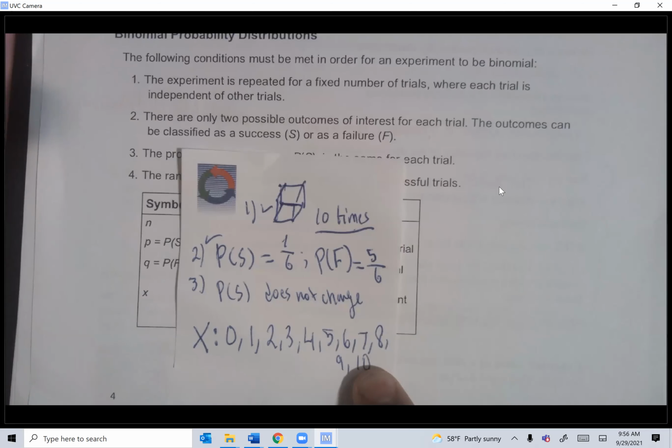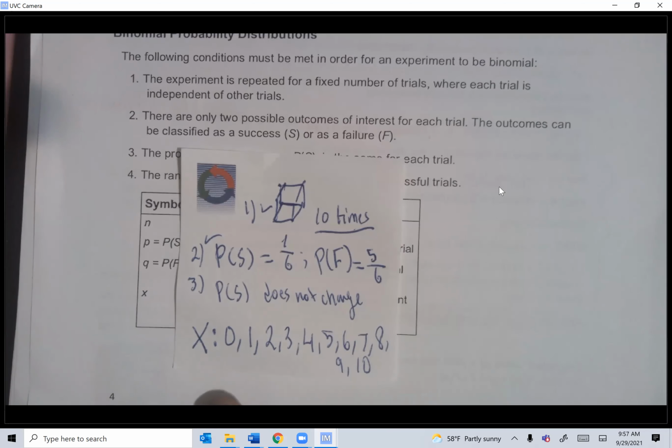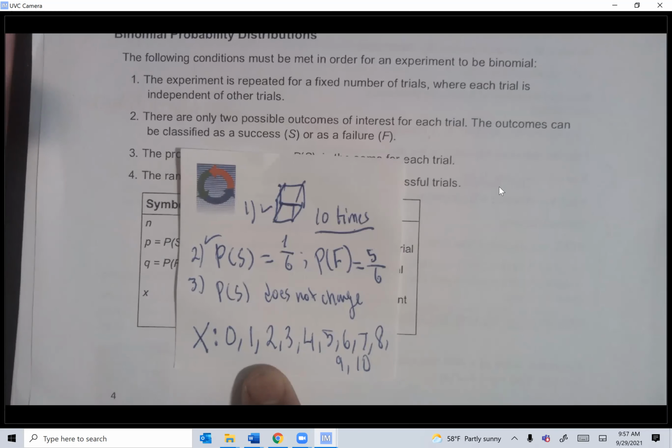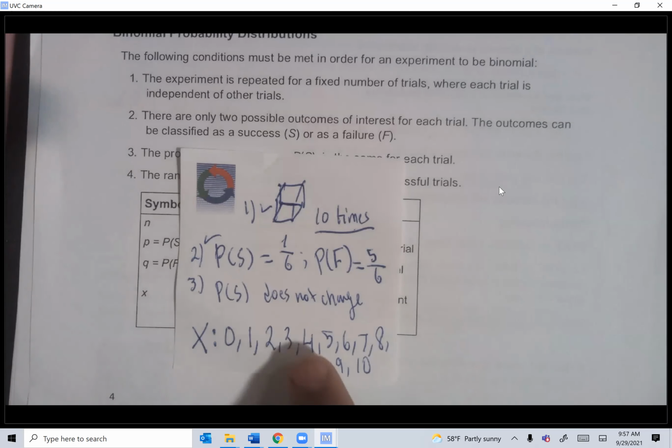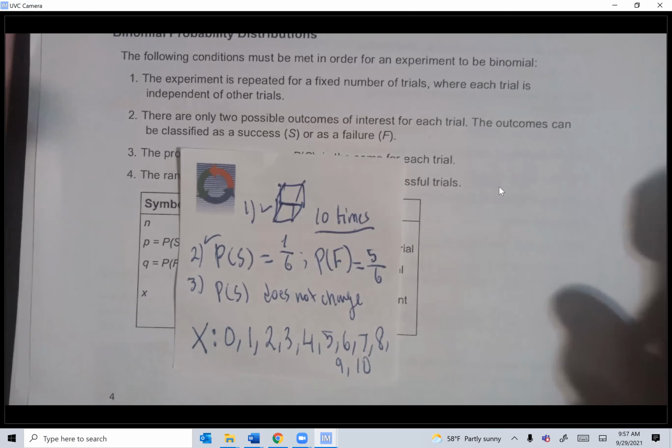I mean, we could win the lottery jackpot. So these are the possible values of the random variable. And this is an example of a binomial experiment. That's what a binomial experiment is.